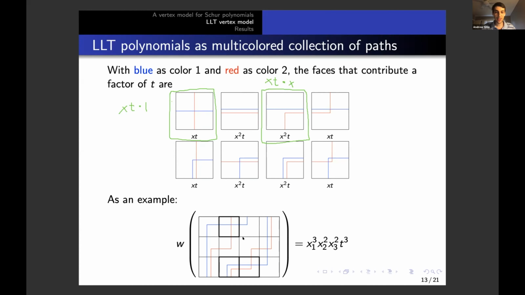In our running example, there are 3 vertices that contribute a power of t. So namely these 3, where blue is exiting to the right and red appears in the vertex. So that's why the coefficient is t cubed here. And then the x weights are just found similarly to how we did them for Schur polynomials. Every time you exit to the right, you pick up x sub i, where i is the row number. Okay, so overall, the weight of this lattice configuration is x1 cubed, x2 squared, x3 squared, t cubed.